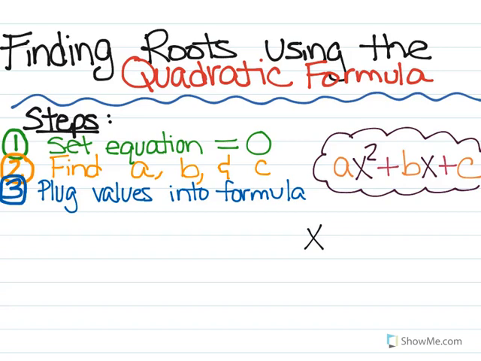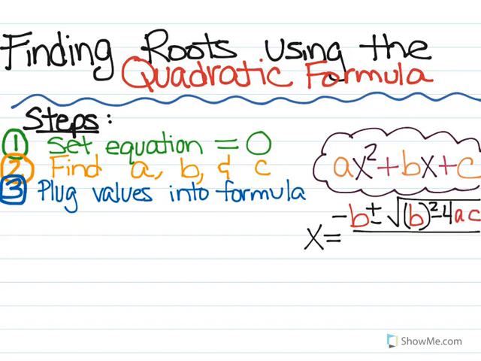So the quadratic formula always starts with x equals, and then you've got a negative b plus or minus the square root of b squared minus 4ac, all divided by 2 times a. Okay, so that is the quadratic formula.